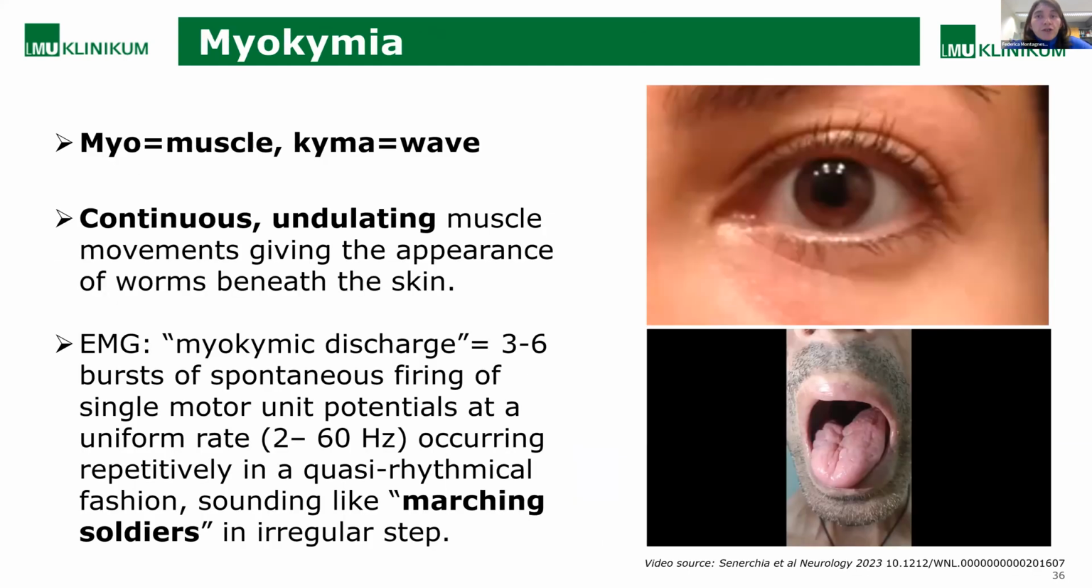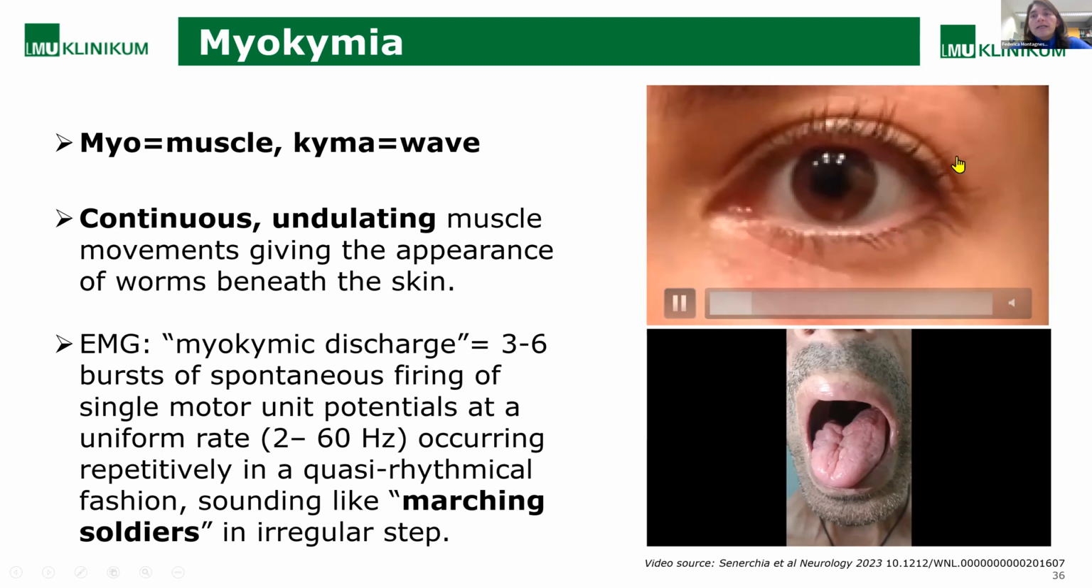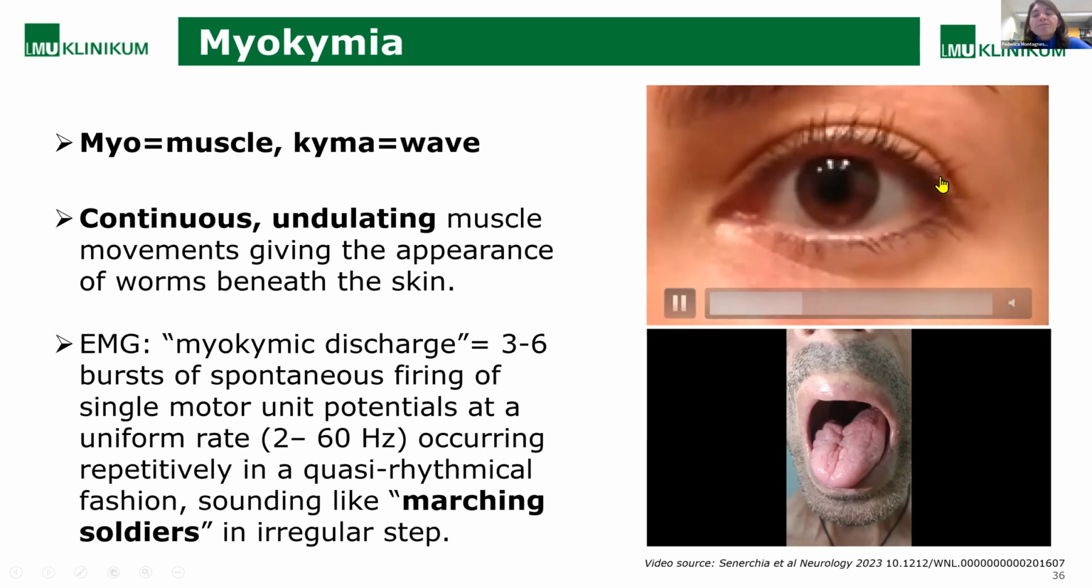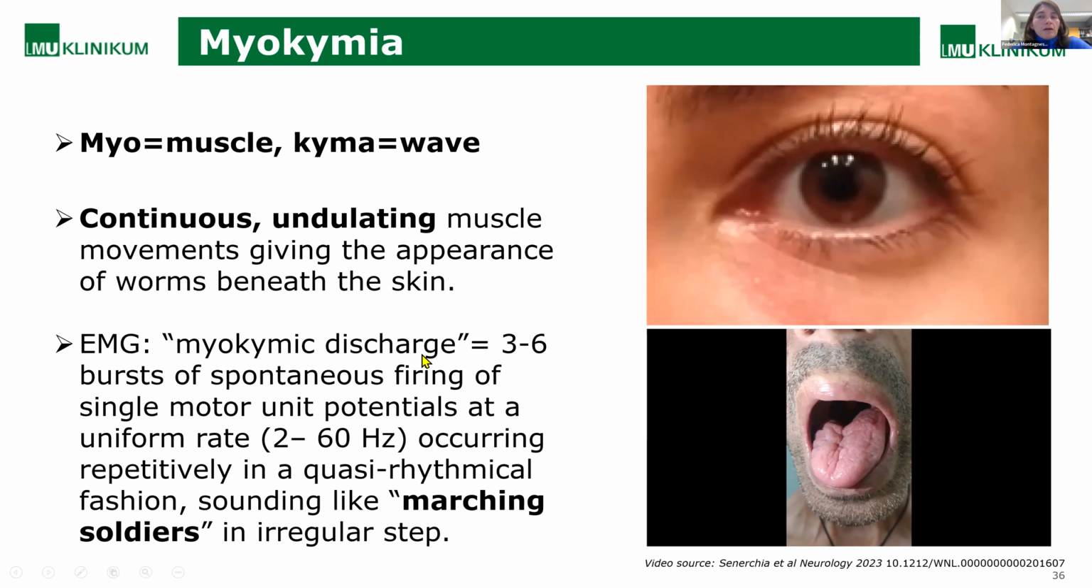Often associated with fasciculation is also myokymia, which is continuous undulating muscle movement, like a continuous fasciculation, which appears like a worm under the skin. We all have experienced now and then the typical eyelid myokymia, caused, for example, by sleep deprivation.